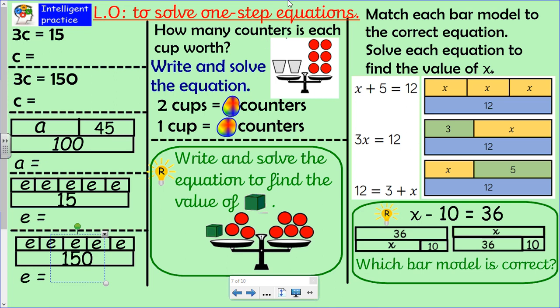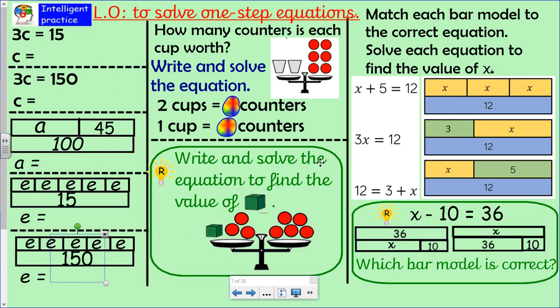Right, how many counters is each cup worth? So we've got another balancing scale like we saw in the guided work. So 2 cups, and this is just visual, you could take it from here. 2 cups is worth this many counters, jot it down. So what's 1 cup worth? That should be straightforward enough.